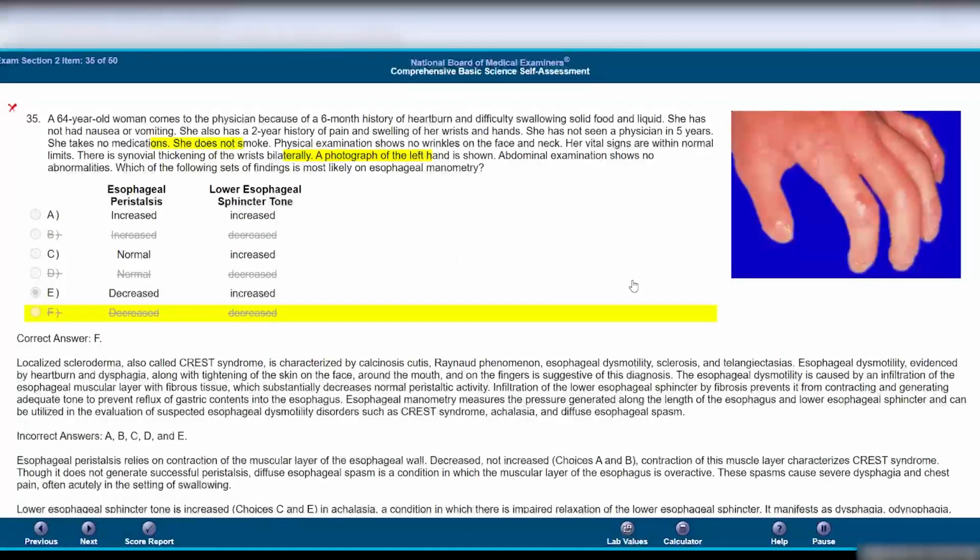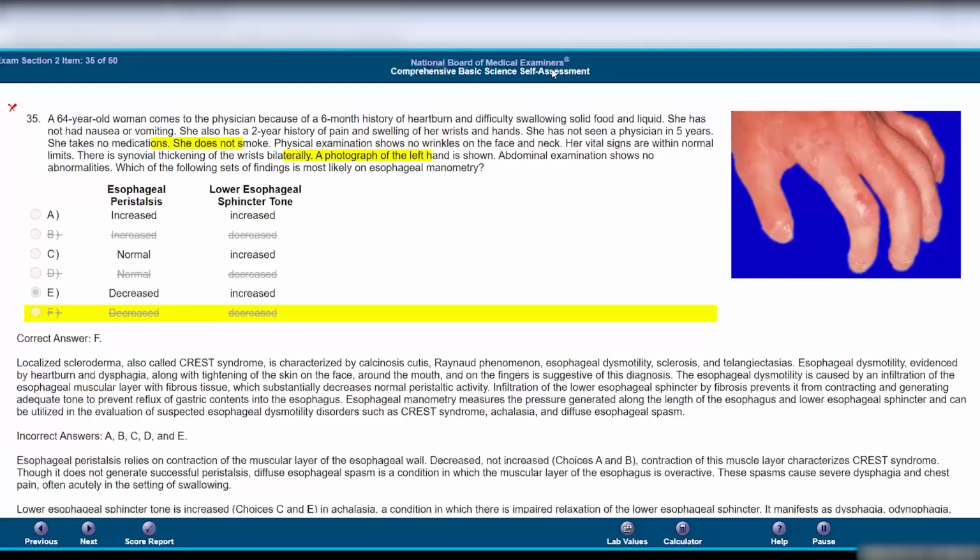What do you see in this picture? I immediately thought of scleroderma because it looks like the beginning of the skin changes. So then I knew it was CREST, like esophageal dysmotility. I didn't remember how that would affect each one. I knew for sure there was a decrease in esophageal peristalsis, but I didn't know if it made the sphincter tone increase or decrease. But I guess now I think it's caused by fibrosis of the sphincter, so that would probably decrease the tone.